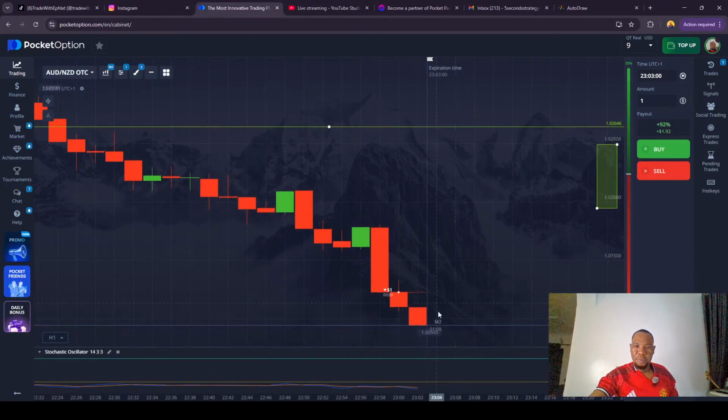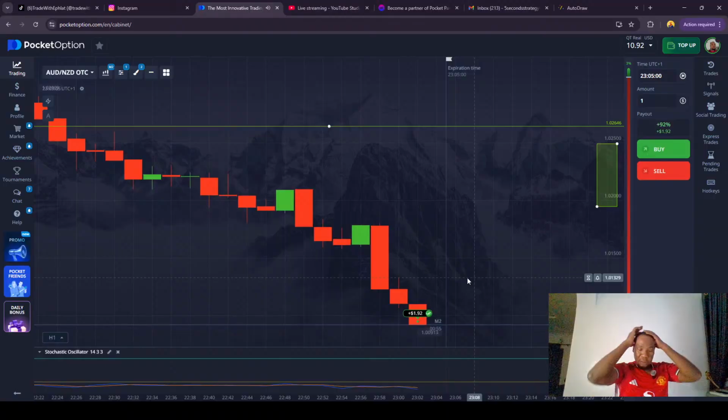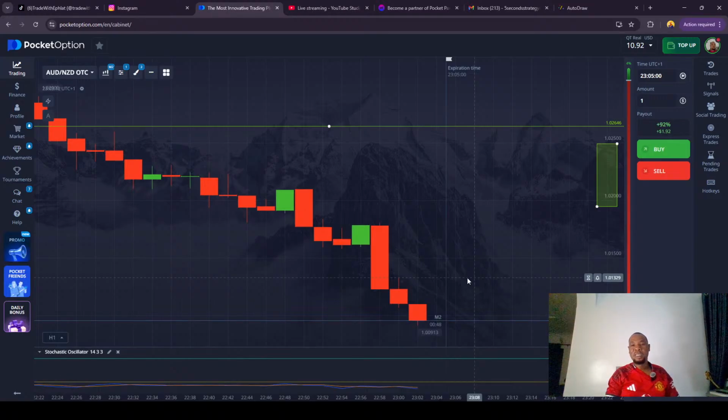We are still ending up in profit, but my only issue is that I'm supposed to enter the next candle. This trade was supposed to close exactly when the candle closes, but it did not. But we ended up in profit, and I think that is good enough. So for now, let's call it a day.